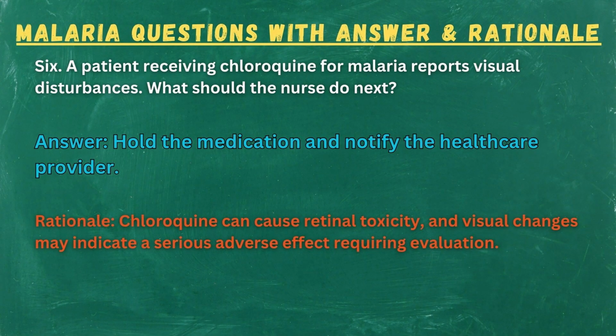6. A patient receiving chloroquine for malaria reports visual disturbances. What should the nurse do next? Answer: Hold the medication and notify the healthcare provider. Rationale: Chloroquine can cause retinal toxicity, and visual changes may indicate a serious adverse effect requiring evaluation.